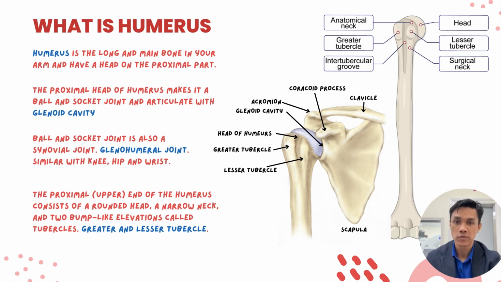There is also synovial fluid between the head of the humerus and the glenoid cavity, acting like a lubricant to prevent the articular cartilage from wearing down, reducing friction between those two bones.